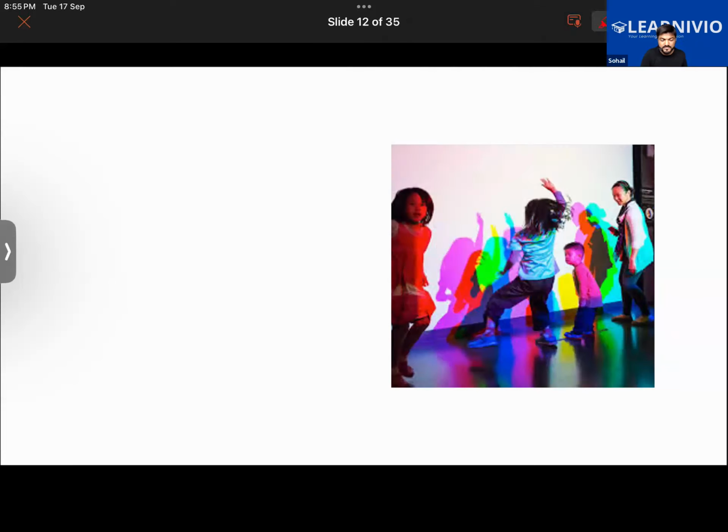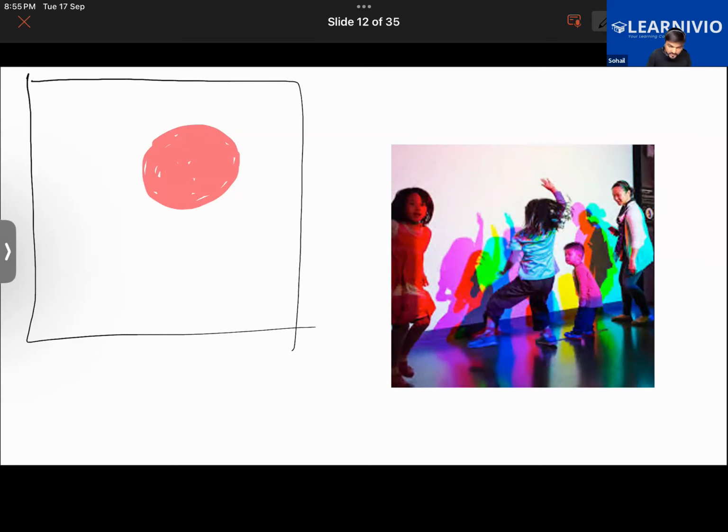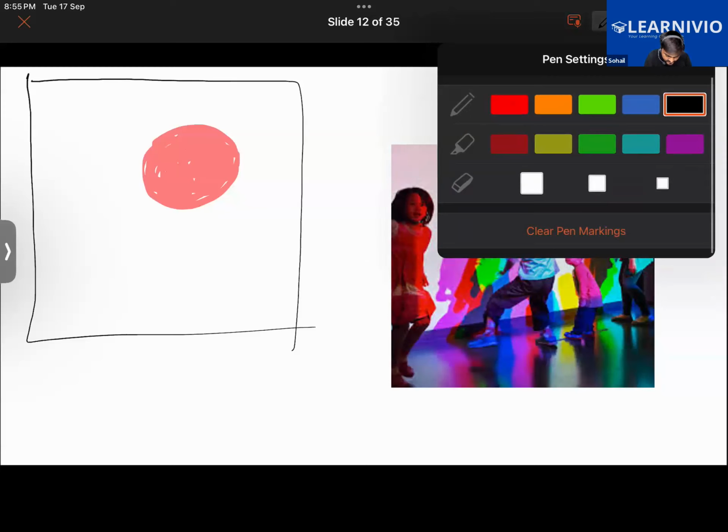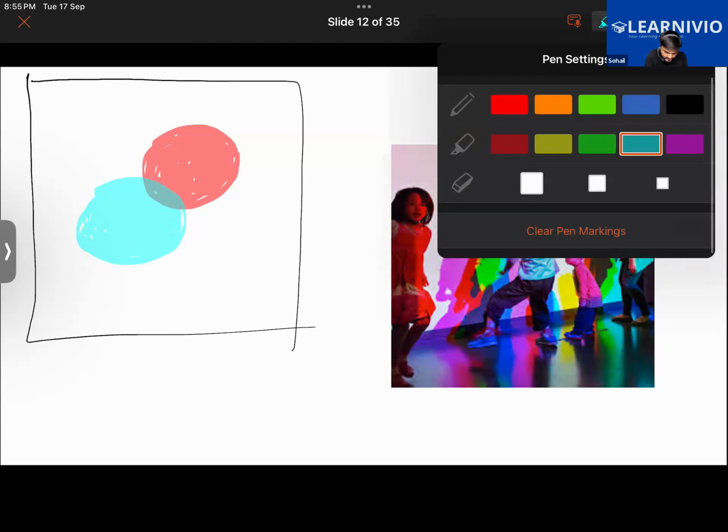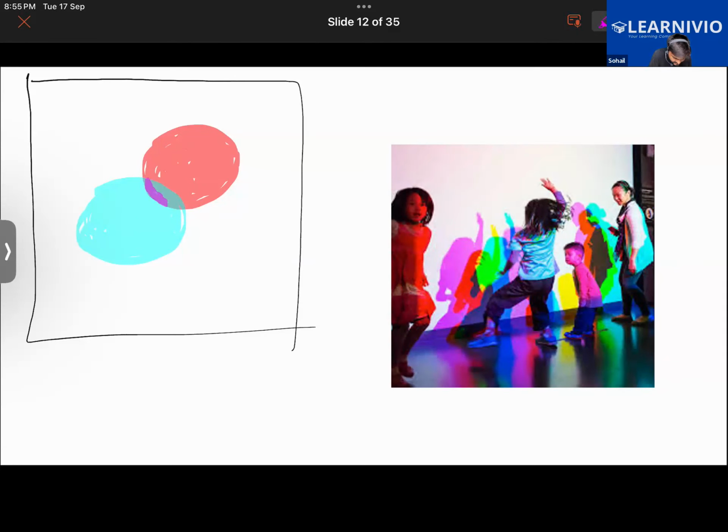Say, for example, on a given surface, red light is falling. Say this is a wall and red light is falling here. At the same time, let us say we have another light, the blue light, that also falls here. So when red and blue light fall at a given place at the same time, a pink shadow is formed like this. Getting what I'm trying to say? A pink shadow will be formed.